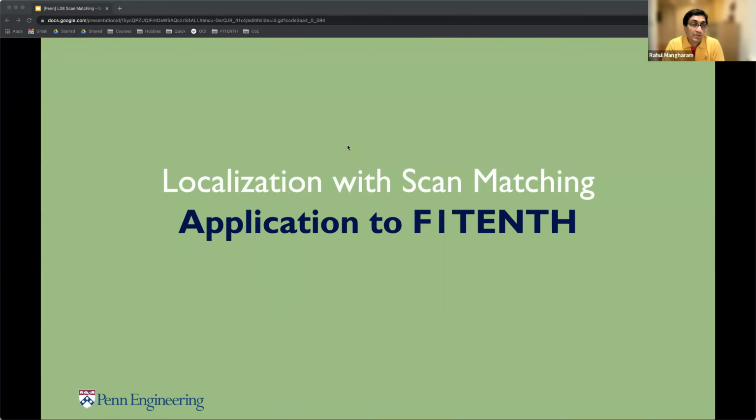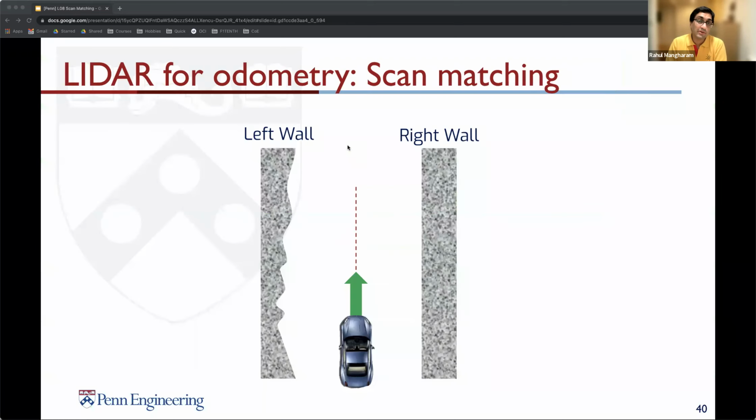So now let's focus on the problem of how the car can tell where it is in the world, in the context of, say, an F1TENTH car going through a corridor. So we'll now look at localization using LIDAR scans for the car driving through a corridor. Here, the car is surrounded by two walls. I show the left wall to be jagged for a reason that will be clear shortly. So now assume the LIDAR is the only sensor on board and the car is driving forward.